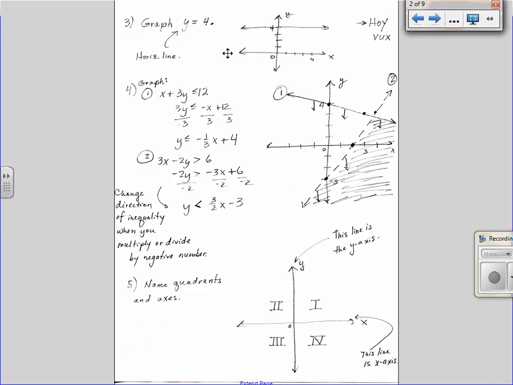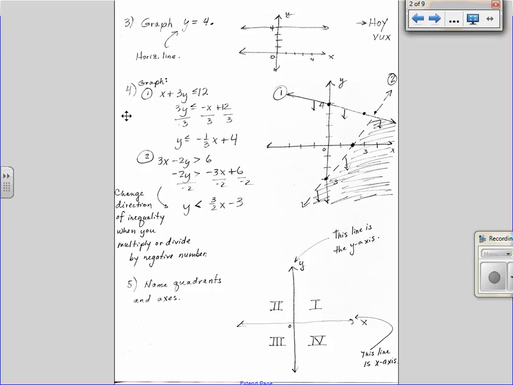Here's a horizontal line. Remember your friend again, Hoy, it's a y equals line, so you know it's a horizontal line. This is an equation. It doesn't have to consider solid or dashed or shading because it's not an inequality. If this was y is less than or equal to 4, I'd be shading down below here. If it was y is greater than or equal to, I'd be shading here. But y equals 4 is simply a line.